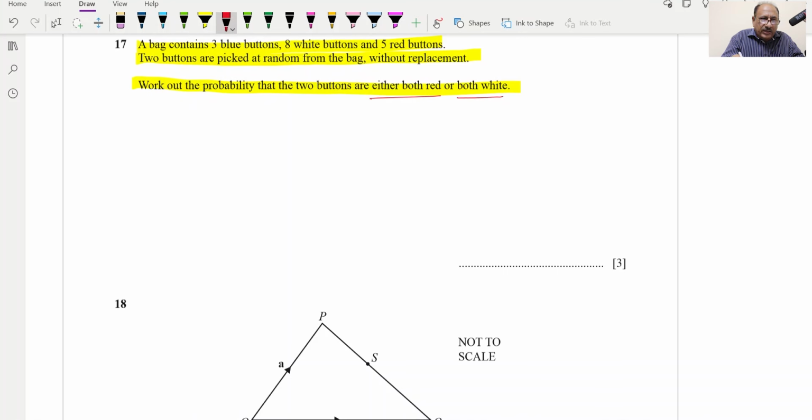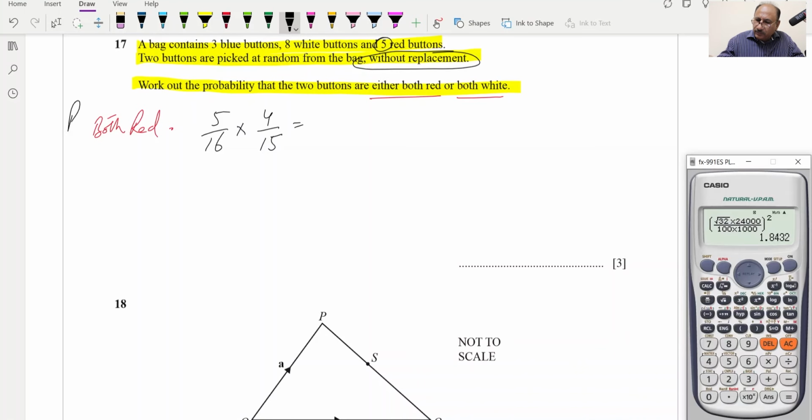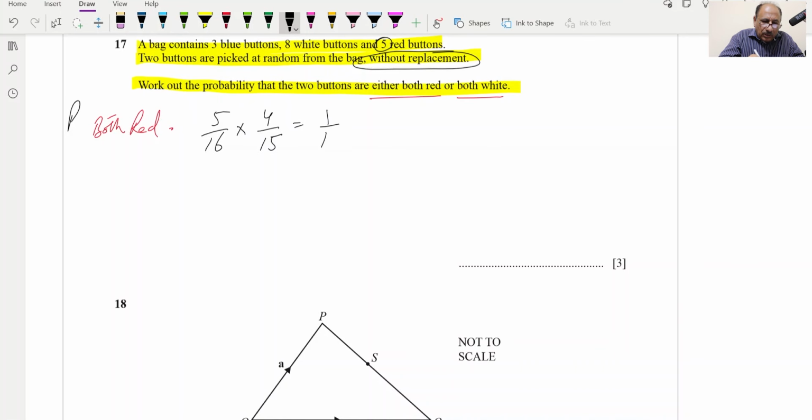or both white. So for both red, what will be the probability? Probability of both red will be 5 by 16, because red are 5 and total are 16, and the second red will be one less because this is without replacement, so it will be 4 over 15. If we multiply this, it will be 5 over 16 multiplied by 4 over 15, and this will be equal to 1 over 12.